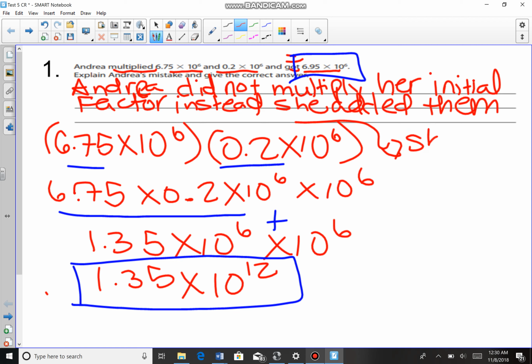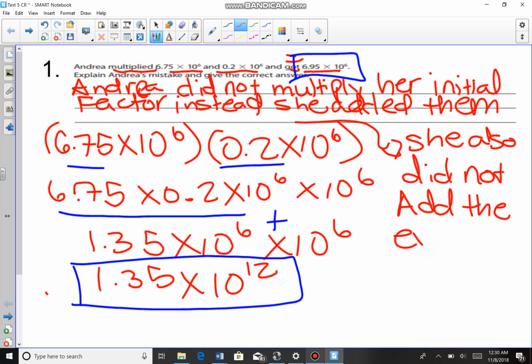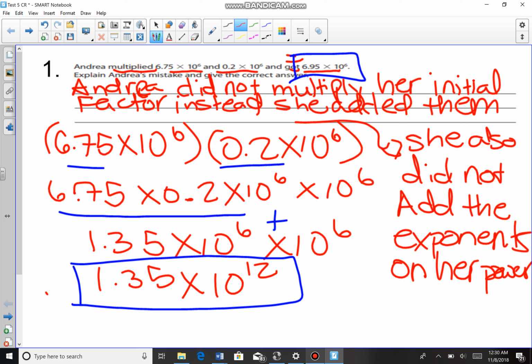She also did not add the exponents on her powers of 10. Okay, let's move on.